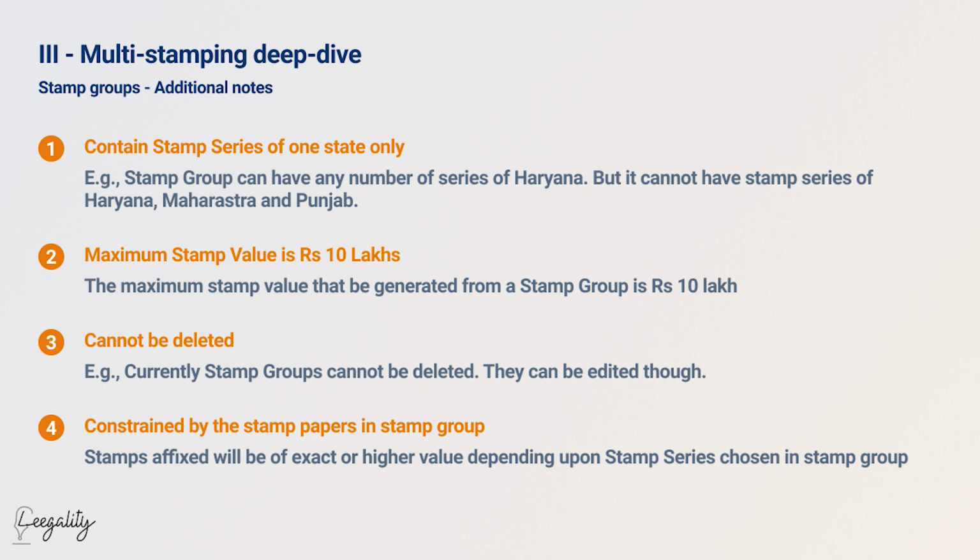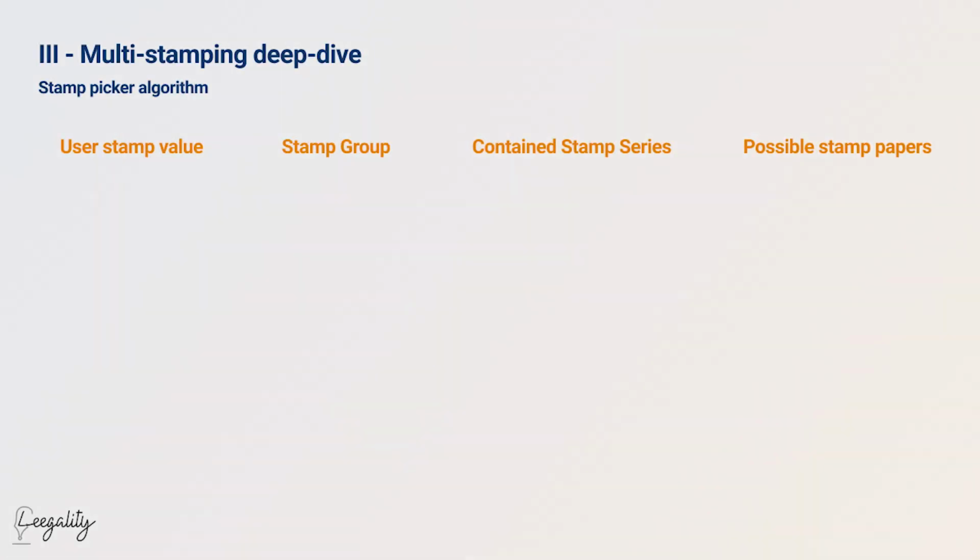So let's suppose you want to attach a stamp paper of rupees 50, but the lowest denomination in the stamp group is of rupees 200. In that case, we'll attach the stamp paper of rupees 200. So this is a good segue for me to talk a bit about how the multi-stamping algorithm works.